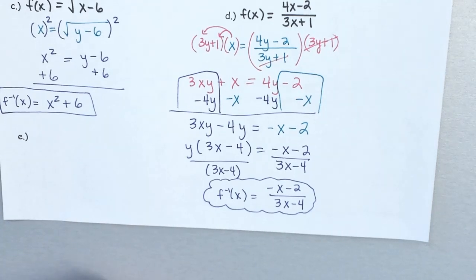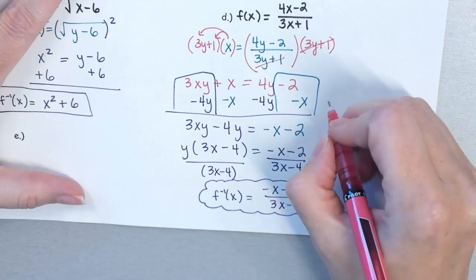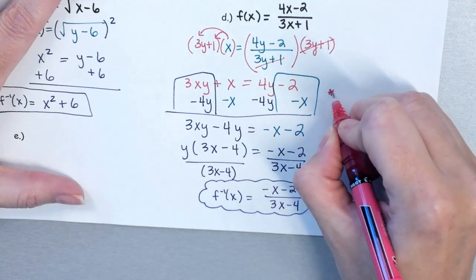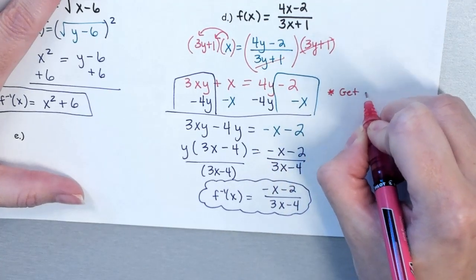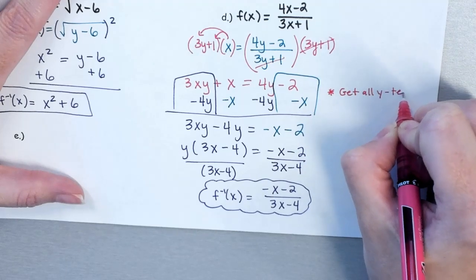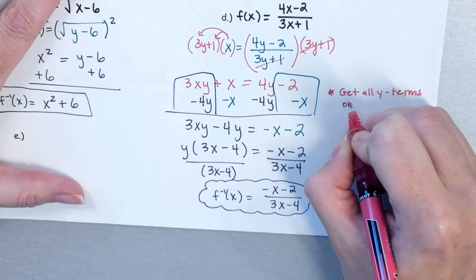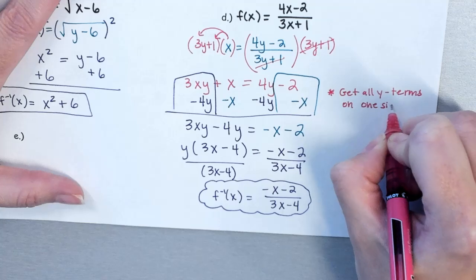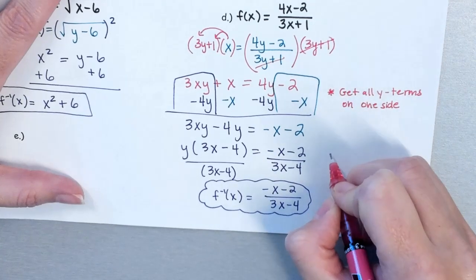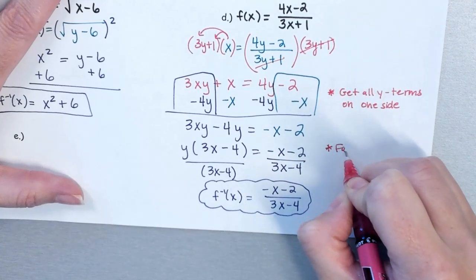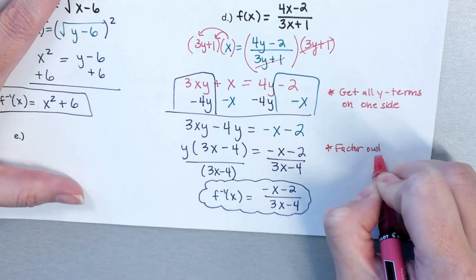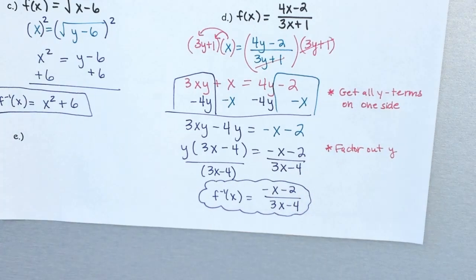Okay, so we multiplied by the denominator, and then if you want to write a little note here, the goal is to get all y terms on one side. And why do we do that? So that we can factor. Okay, so once you can factor out that y, that's all you have left. Because you have the one y and you can solve for that one variable.